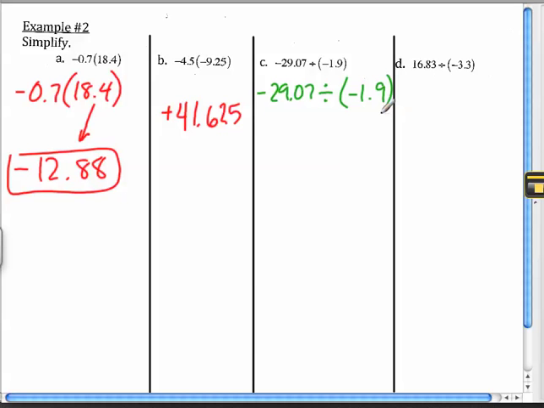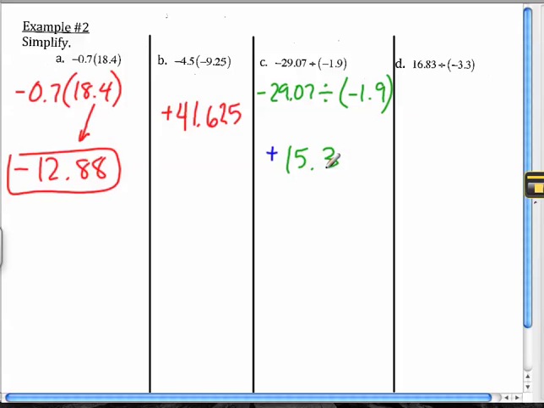Armand, if I divide two negative numbers, what will my answer be? My answer will be positive. So I'm going to go ahead and do that, and so should you. I'm going to type in 29.07 divided by 1.9, and I've got an answer here. Does anyone else have an answer? Simon has an answer. What'd you get? 15.3, and it is positive because I divided two negatives. Great job, Simon. Thank you.